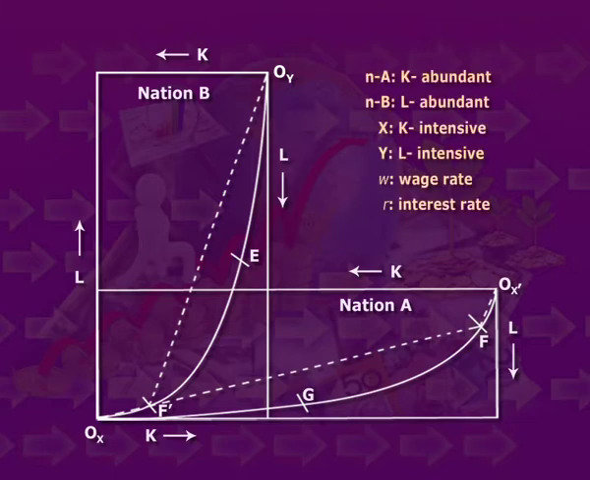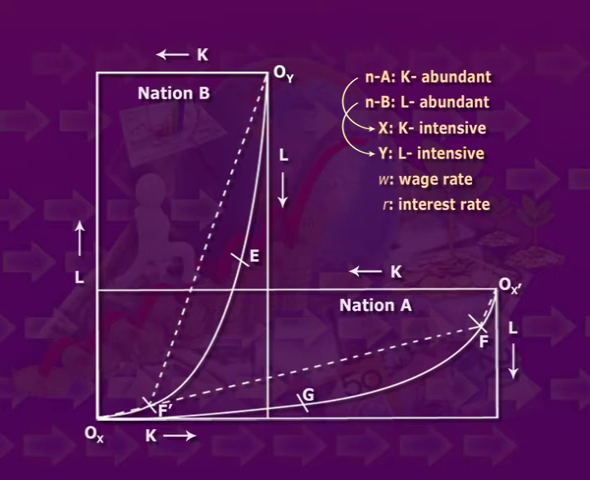Nation A is a capital abundant nation and commodity X is capital intensive. Therefore, nation A will specialize in commodity X. Similarly, nation B is a labor abundant nation and commodity Y is a labor intensive commodity. Therefore, nation B will specialize in production of commodity Y. Specialization in production continues until nation A reaches point F and nation B reaches point F dash.